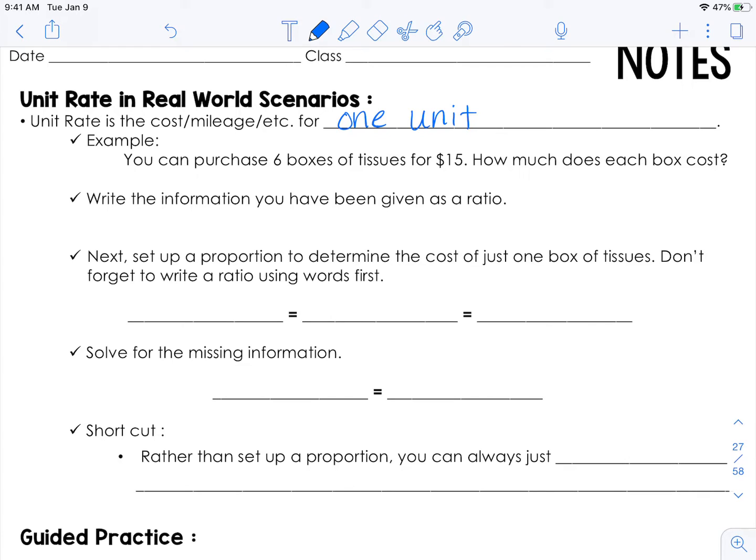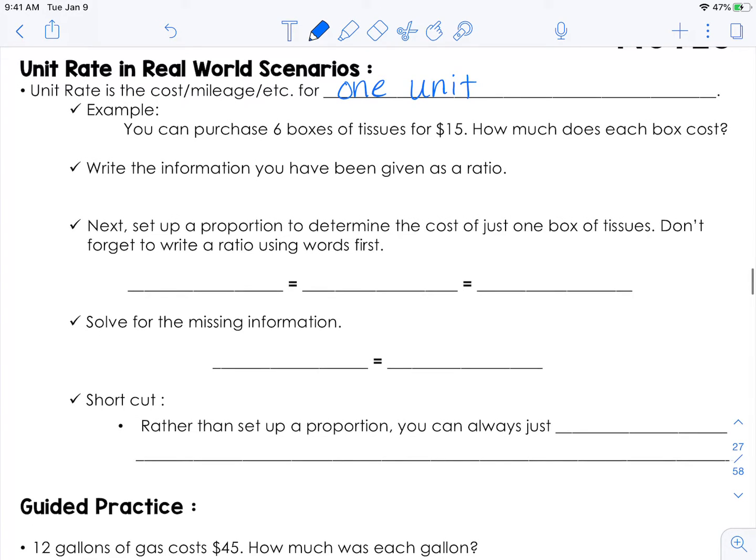So you're going to write the information that you have been given as a ratio. So we know that there are 6 boxes for $15. So 6 boxes for $15, or of course 6 for 15. Next, you're going to set up a proportion to determine the cost of using just 1 box of tissues. And don't forget to write the ratio using words first.